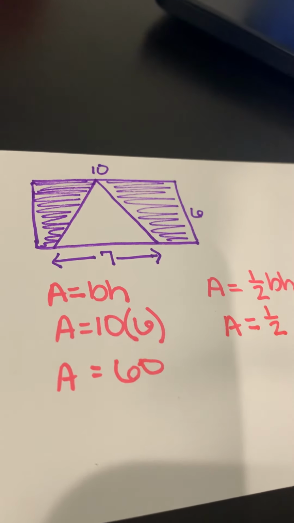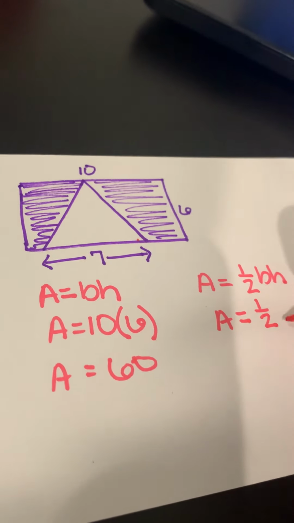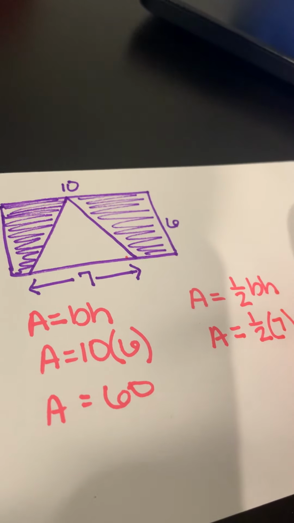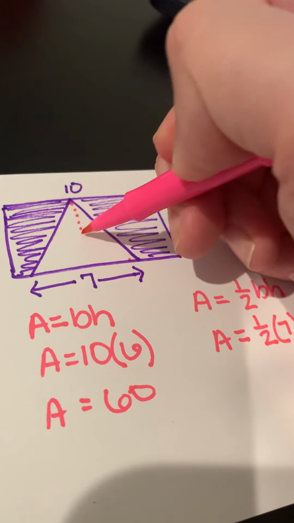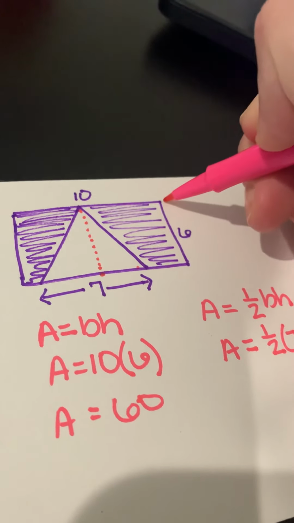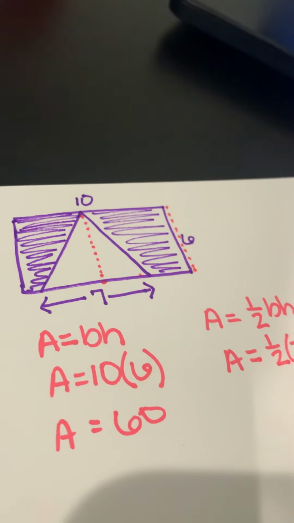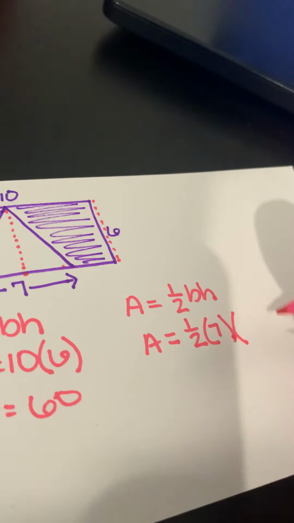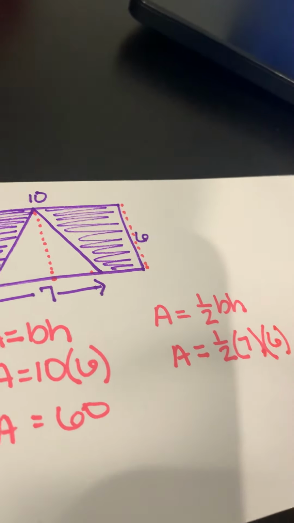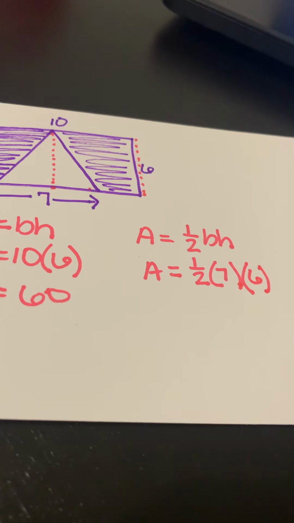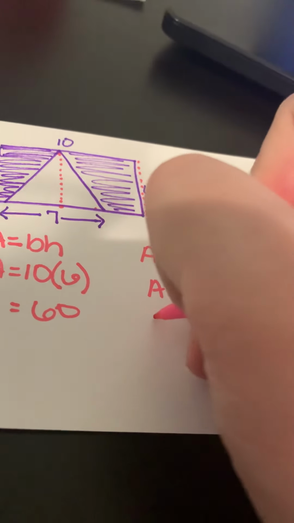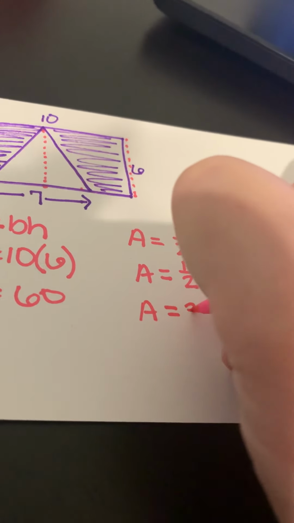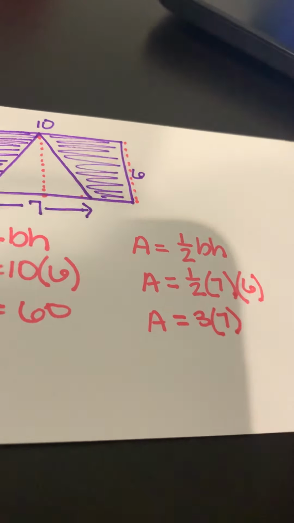If we look at the picture, it says the base of our triangle is 7. And now we need to figure out what the height is. So you need to notice the height goes straight up and down here, and that is the same length as the height of the rectangle. So we're going to plug in 6 for the height. So on this one, I'm going to multiply. I'm going to do half of 6 because I think that's easier. Half of 6 is 3. Now all I have to do is 3 times 7, which is 21.